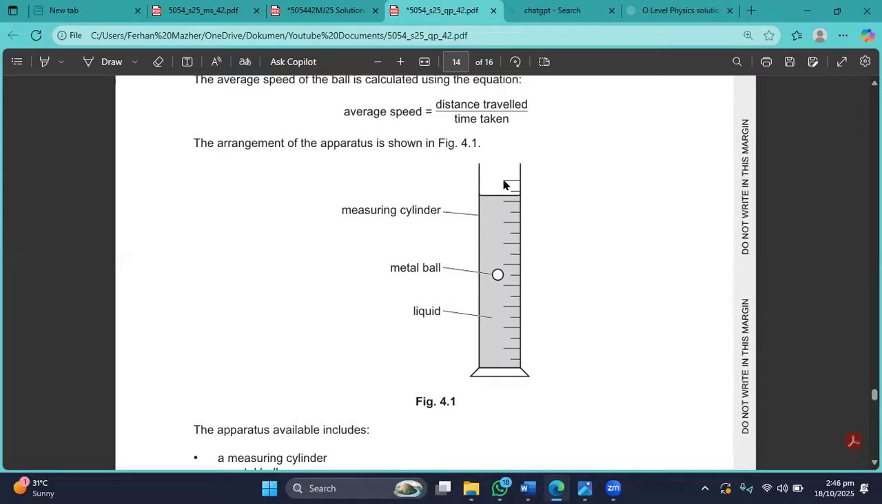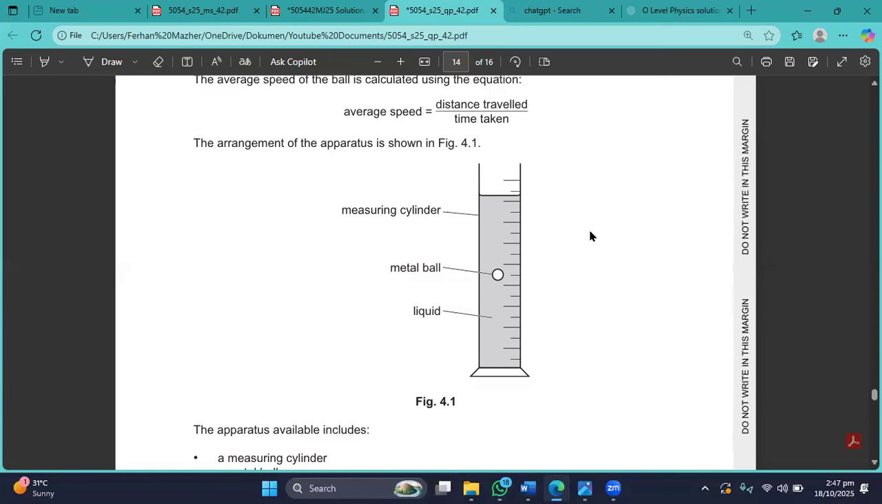Now, you need a stopwatch, and you need a meter rule or a measuring tape. The things which should be kept constant are the volume of the liquid. Each time you take a liquid, its volume should be the same, which means the length the ball has to fall, from here to here, should be the same. The ball's mass, its shape, and its material should be the same. The other environmental conditions, like the temperature and the wind in your lab, should be the same.